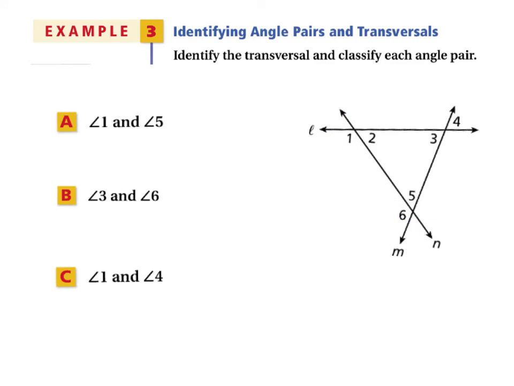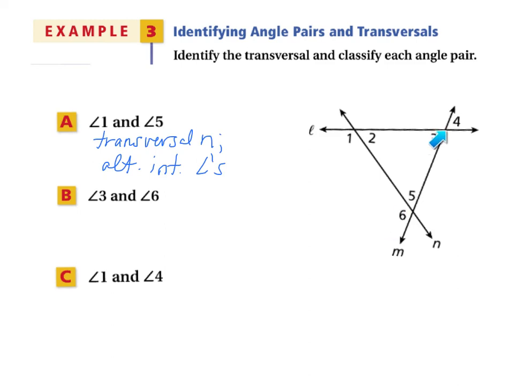So for A, transversal N, and what angles are they? Well, here's lines L and M intersected by transversal N. So we have the 8 angles. So 1 and 5, they're on the inside and on alternate sides of the transversal. So they would be alternate interior angles.